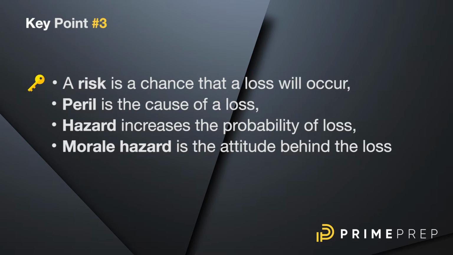Key point number 3, a risk is a chance that a loss will occur. Peril is the cause of a loss. Hazard increases the probability of loss. And a morale hazard is the attitude behind the loss. The memory trick we use here is risk. Think risky business. Higher chance that loss will occur.